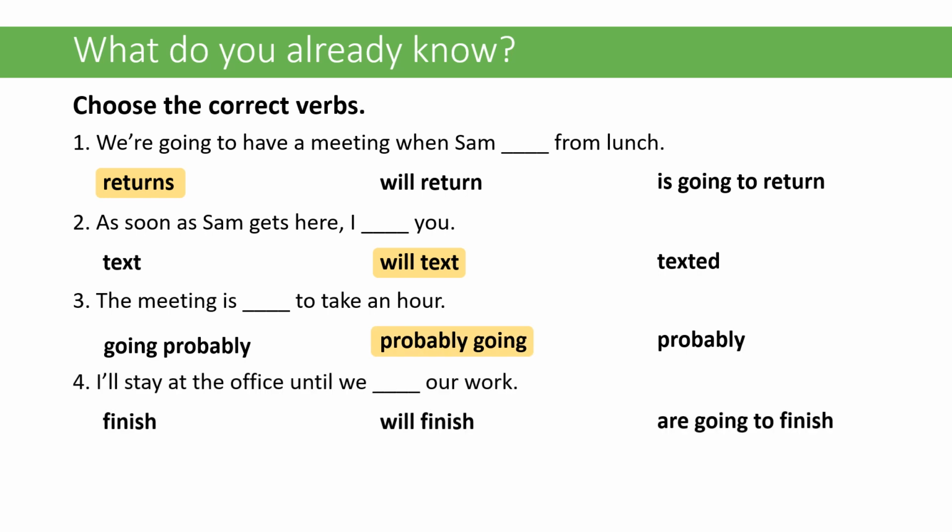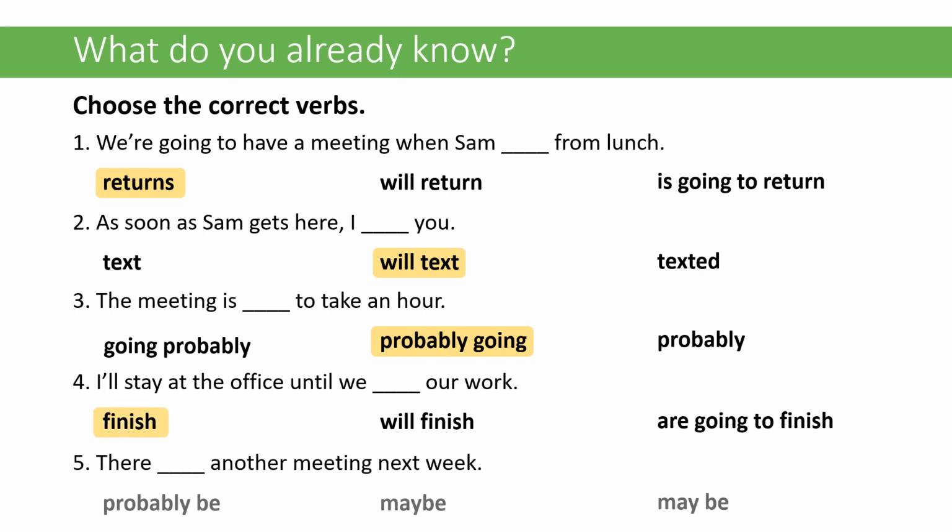I'll stay at the office until we finish, will finish, are going to finish. This one should be finish. There probably be, maybe, or may be another meeting next week. So in this one, it should be may, and then space be, 2 words rather than maybe.